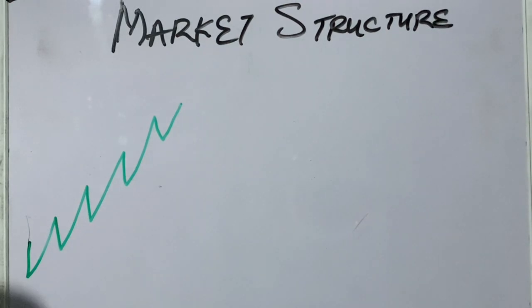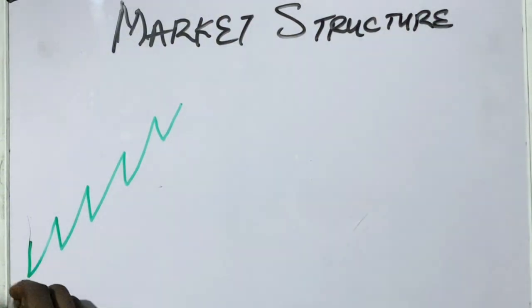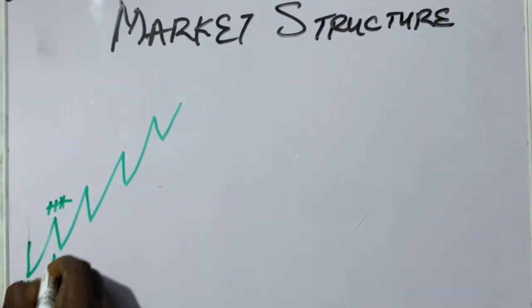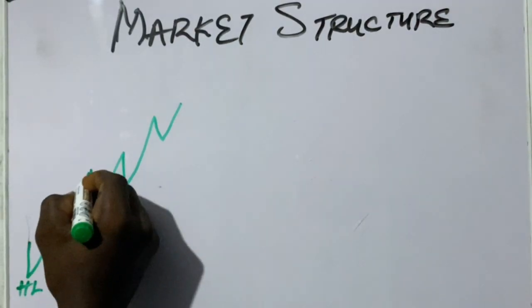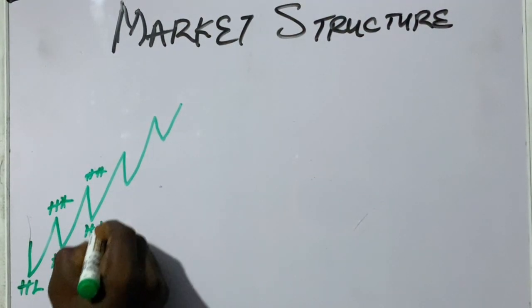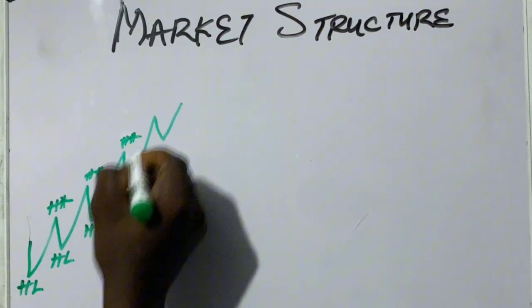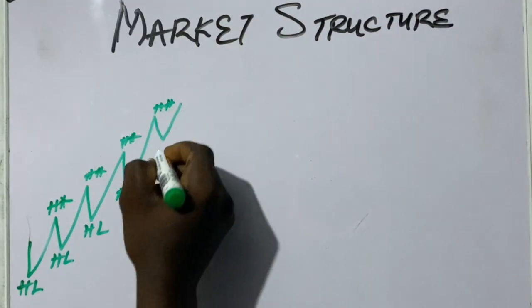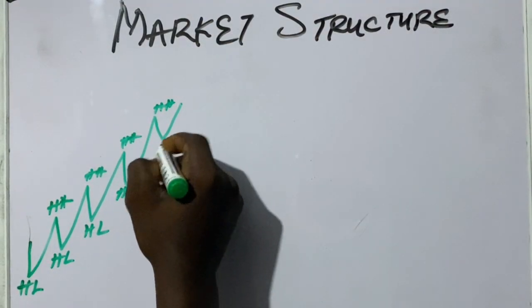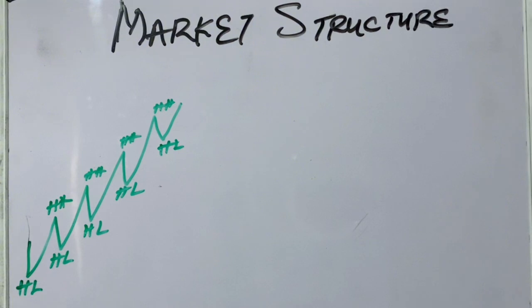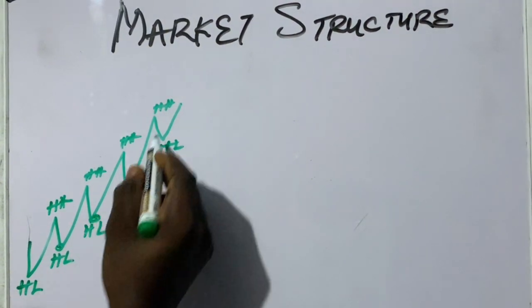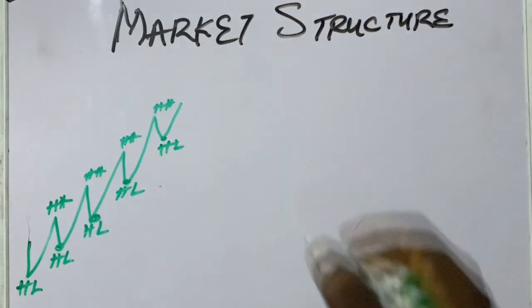For an uptrend, this is called a higher low, and this is a higher high. Higher low, higher high, higher low, higher high, higher low, higher high, and it goes on like that. You get? So where do you want to buy from? You want to buy from this point, this point, this point, this point, and then you keep on riding it up.